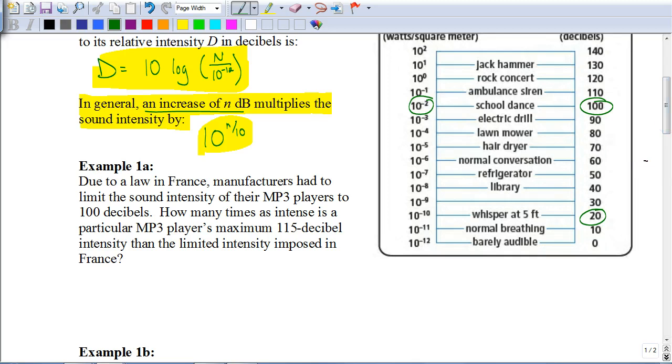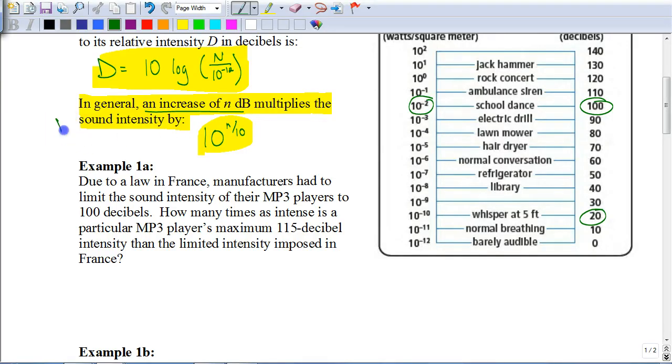So due to a law in France, manufacturers had to limit the sound intensity of their MP3 players to 100 decibels. How many times as intense is a particular MP3 player's maximum 115 decibel intensity than the limited intensity imposed in France? So here we're trying to figure out 100 decibels as opposed to 115 decibels. How many more times intense is 115 decibels than 100 decibels? Because it's only a 15 decibel difference, which may not seem like much. Well, we want to figure out how many more times intense that sound would be.